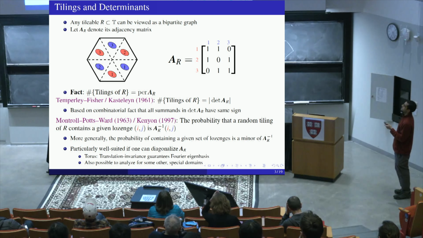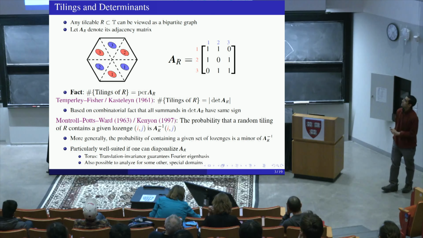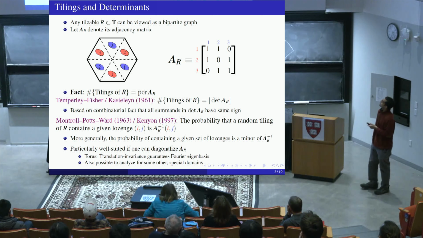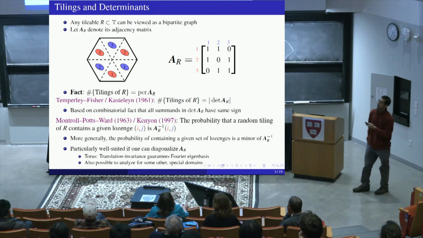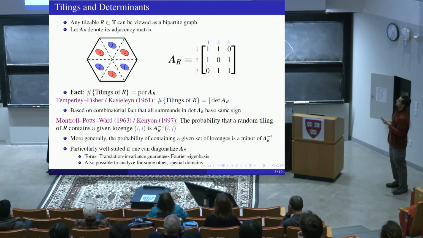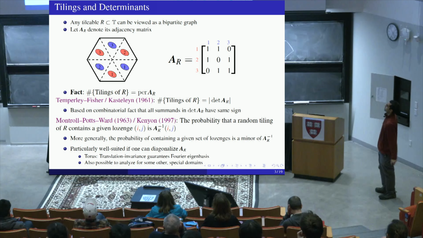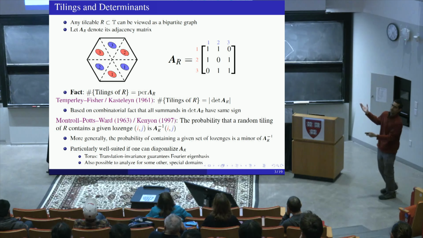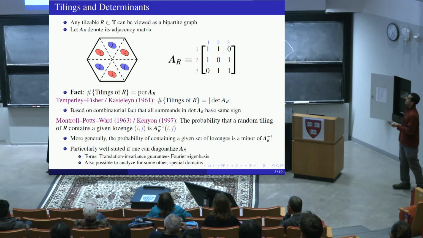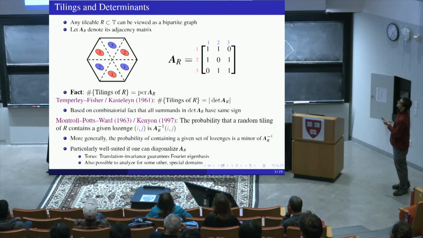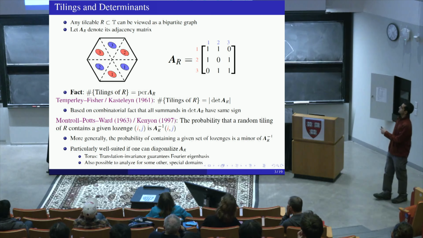So let's say I fix some tileable domain R. Since it's tileable, I can view it as a bipartite graph. I've drawn red and blue vertices at each face. So the faces now are vertices, and edges between vertices are exactly the dimers, exactly the tiles. I'll let A of R denote the adjacency matrix. For example, a red 1 is connected to a blue 1, and a red 1 is connected to a blue 2, so there's a 1 here and a 1 here. You can keep going. So A_R is this adjacency matrix.